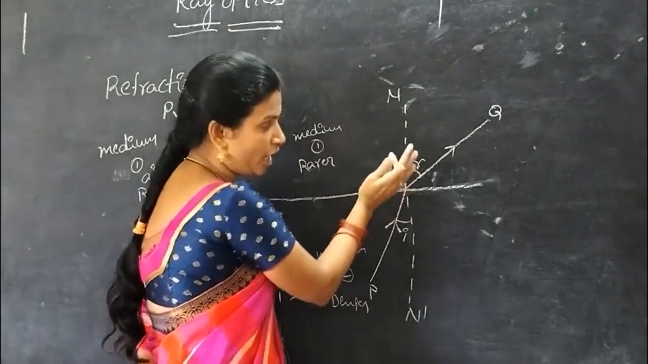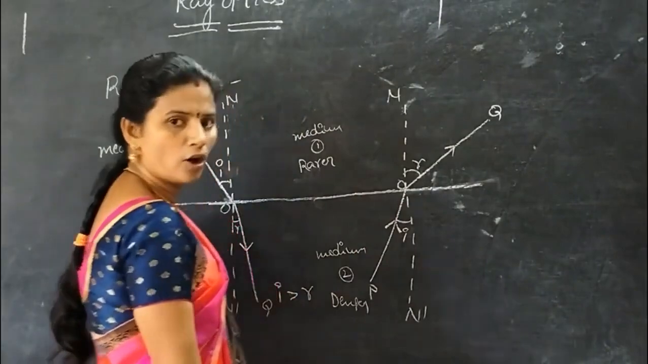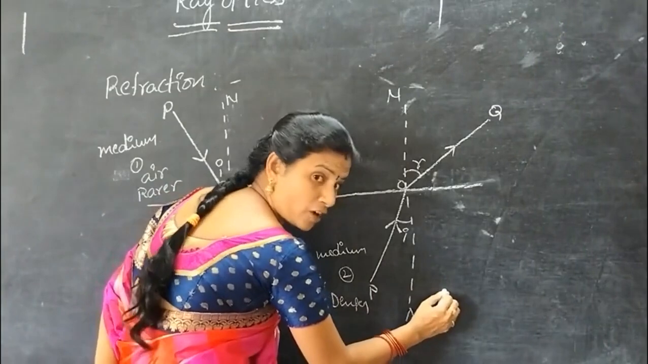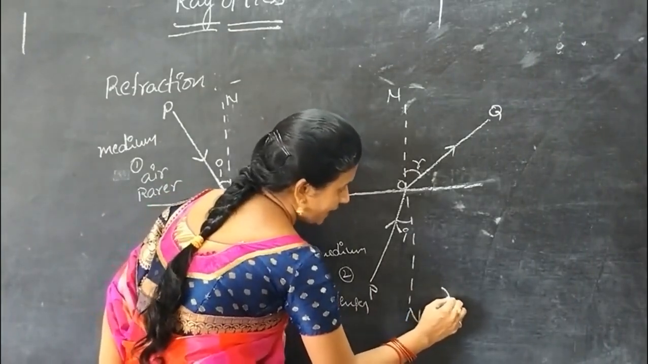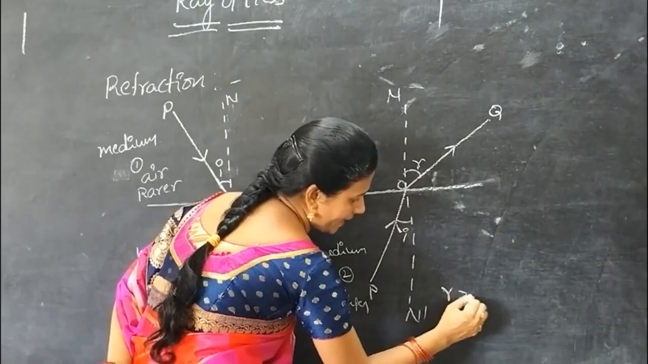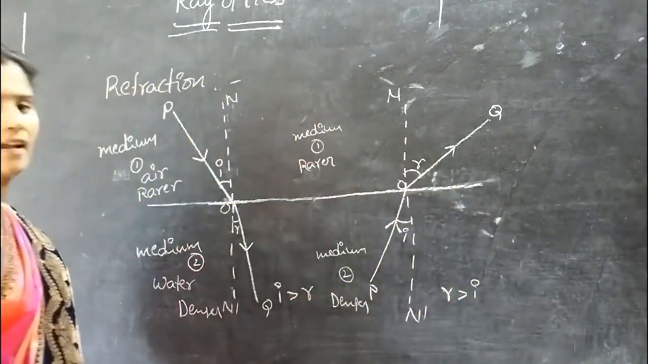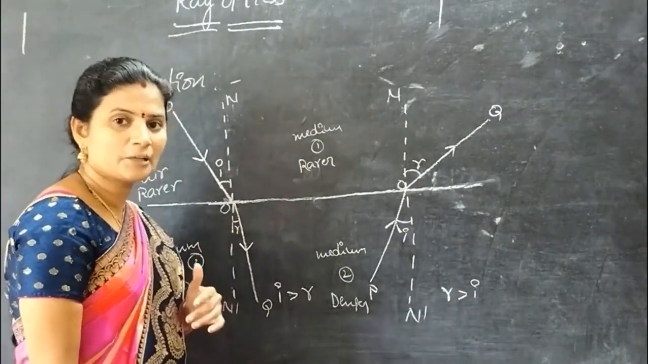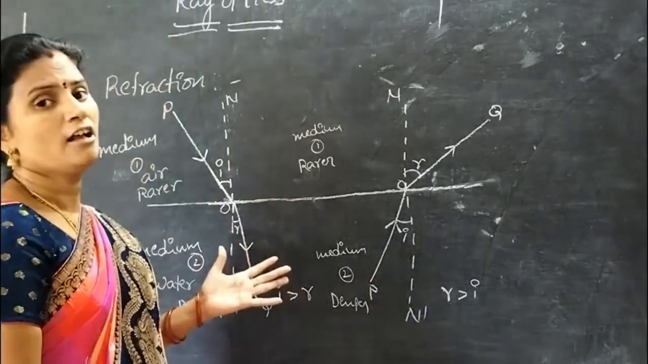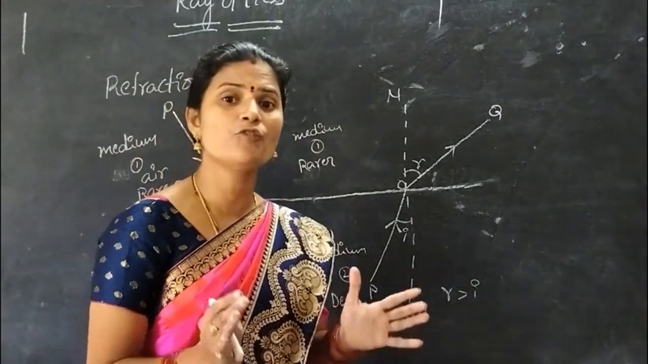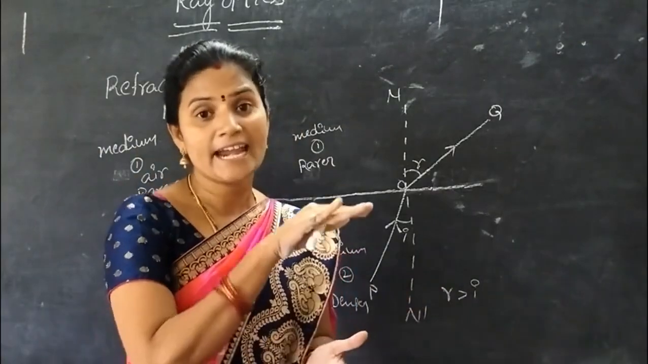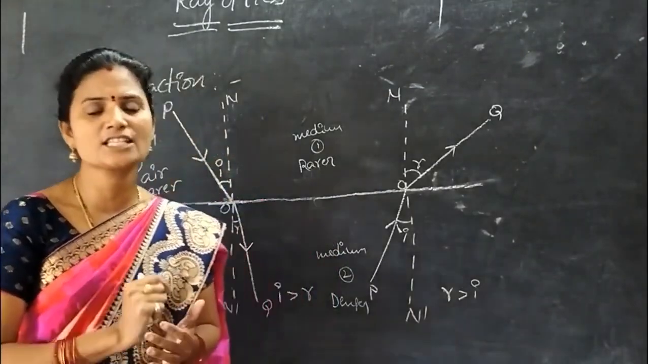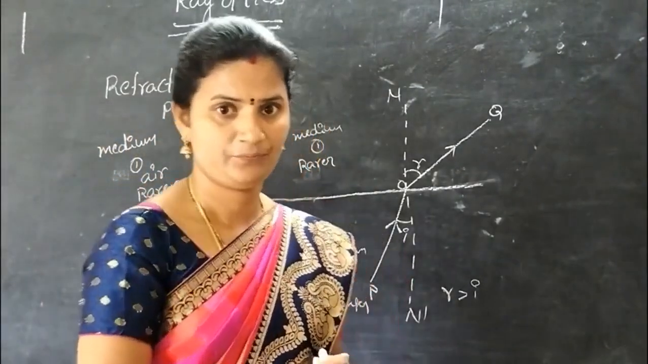The refracted ray moves away from the normal. That's why in this case R is greater than I. This phenomenon is refraction. What is refraction? Whenever the light ray travels from one medium to another medium, at the separation of the medium, the light ray bends. This property is known as refraction.